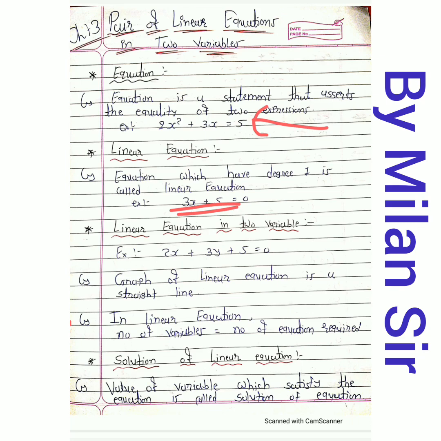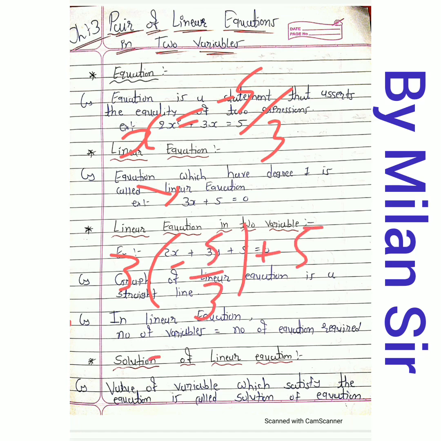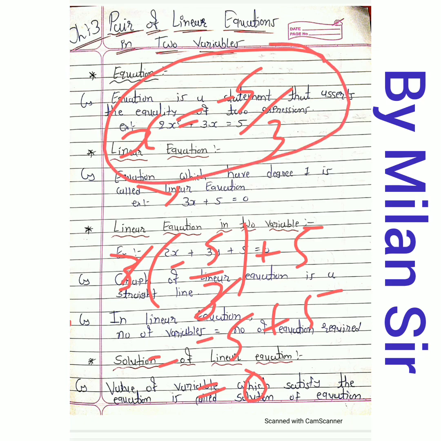Now here we have the second equation, 3x plus 5 is equals to 0. Now if you put x is equals to minus 5 by 3, so put this value here. So 3 times minus 5 by 3 plus 5. Here 3 cancels, so minus 5 plus 5 is 0. It satisfies the right hand side. So this value x is equals to minus 5 by 3 is called the solution of the linear equation, right?